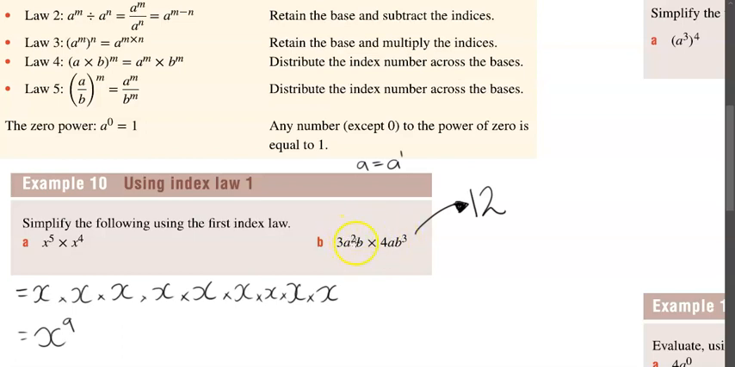And all we do is just add those powers, just like in the previous example. So 2 plus 1 is 3. So this is a to the power 3. And again, b to the power 1 times b to the power 3. Add the powers, this is b to the power 4. And it's as simple as that.